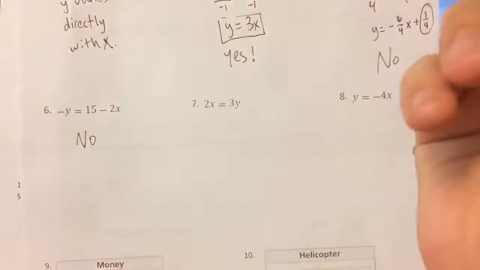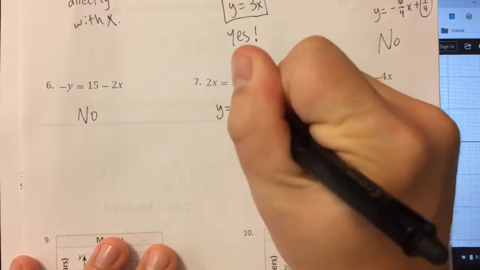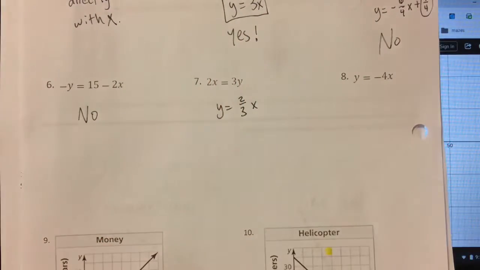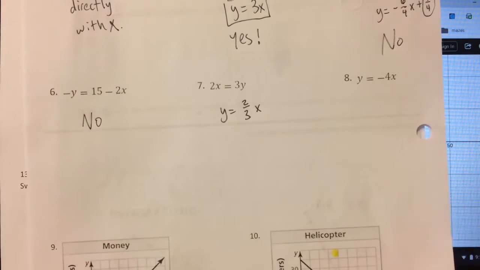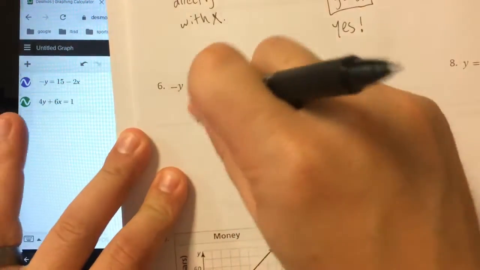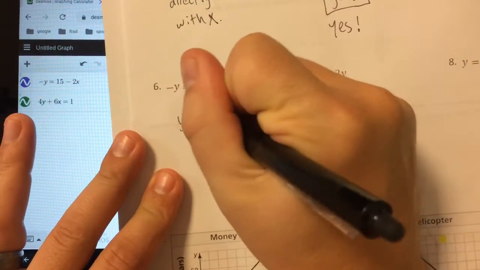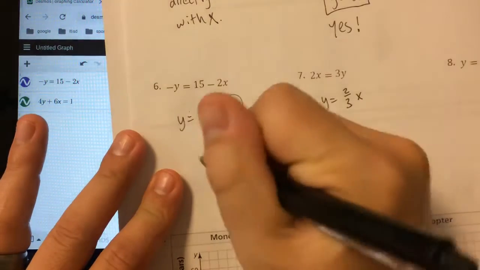If I just simply divide both sides by 3 here, I get y equals 2/3 x. That's the right form. Y-intercept 0. Going back to this one, I don't think I showed the algebra here. But all you would have to do is just divide everything by -1, and you get 2x minus 15. We got this y-intercept, so no.